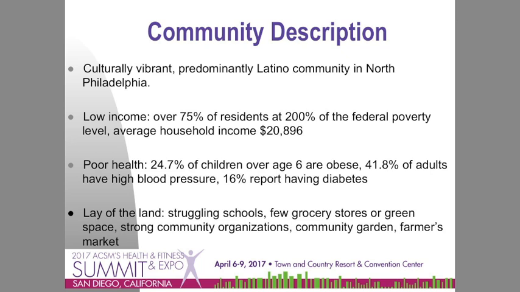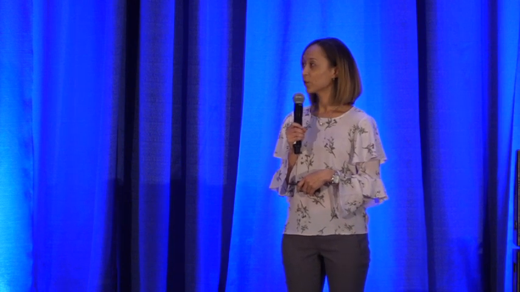The health conditions, as we know, social determinants of health, a lot of it has to do with education and income. So as you can imagine, there's a lot of poor health starting with the children. The children are disproportionately overweight and obese, as well as the adults. High blood pressure is an issue, and the reporting of diabetes is higher than anywhere else in the city.